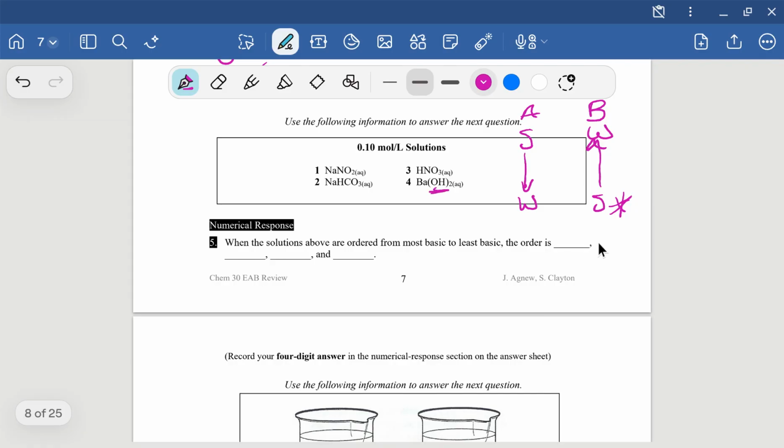So OH is our only strong base. So number 4 would be that first one. And then number 3 is an acid, so that would be our least basic because there's no basic part of that acid. And then these last two, it's just going to be placement. So when you take a look at your data booklet, 2 is lower down than number 1. So the order here was 4, 2, 1, 3, just looking at our data booklet.